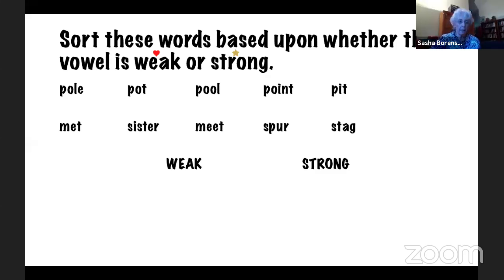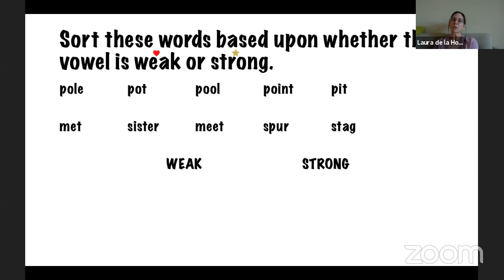Pot, because they're a single vowel. If I put an O after that, an R after that O, it would change it to port. Okay. Thank you. I have a question, Sasha. Yes, Laura? I have one too.